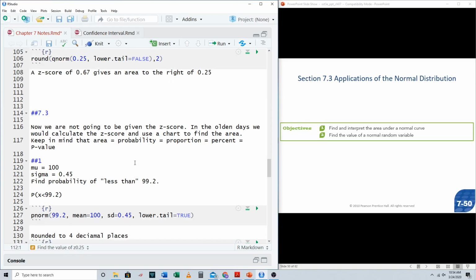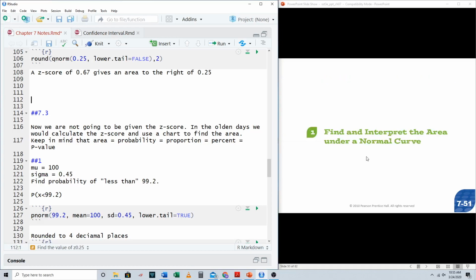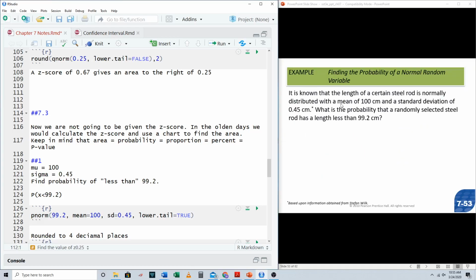All right, now 7.3 takes this a step further, and instead of giving us z-scores, they actually give us word problems, where we would have to find the z-score first and then look it up in the chart. But instead of doing all that mess, we're just going to do it the easy way. So the first question they give us here is, it is known the length of a certain steel rod is normally distributed with a mean of 100 centimeters and a standard deviation of 0.45.